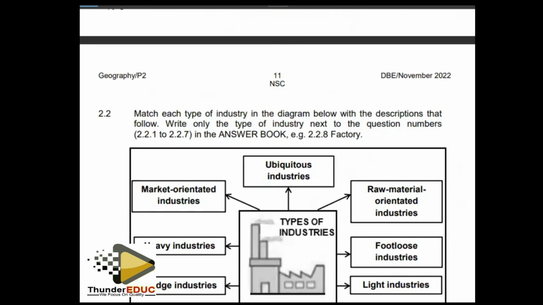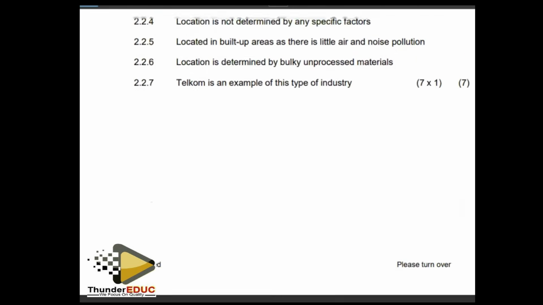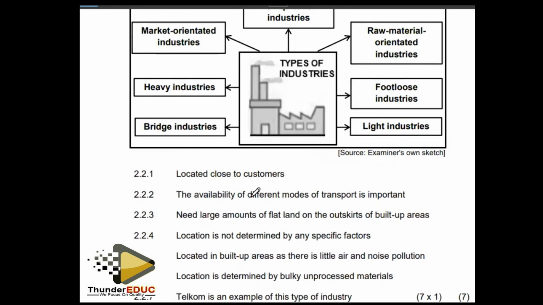Here we go. So we have these types of industry. Match each type of industry in the diagram below with the descriptions that follow. You only write the answer. 2.2.1: Located close to market center. Located close to market center is market-oriented industries. So here we say it's market-oriented.